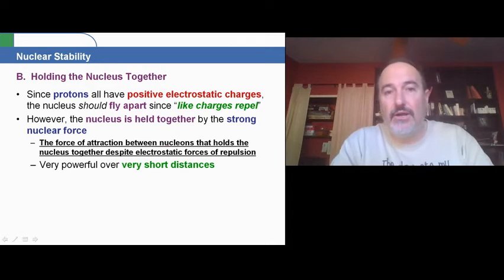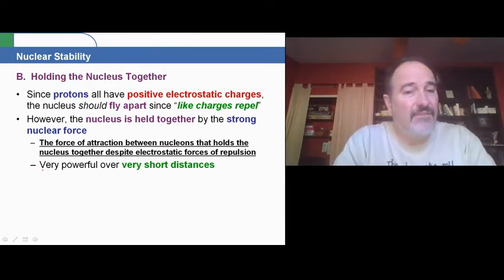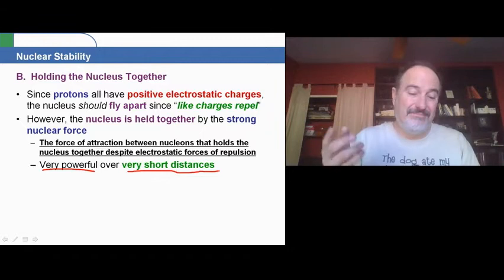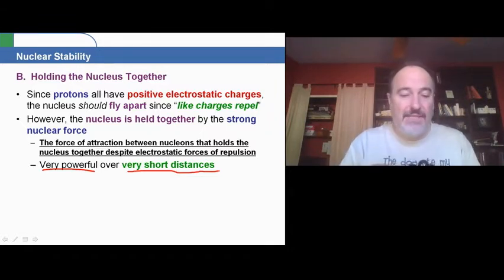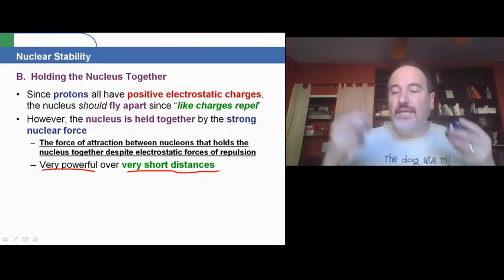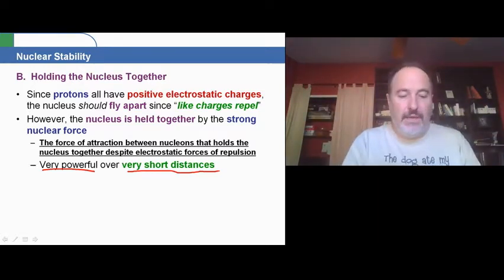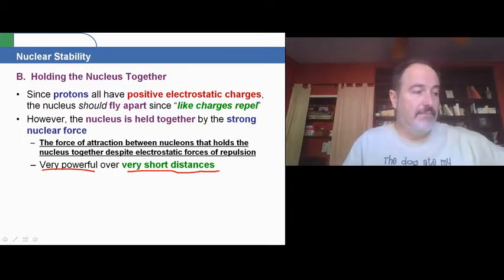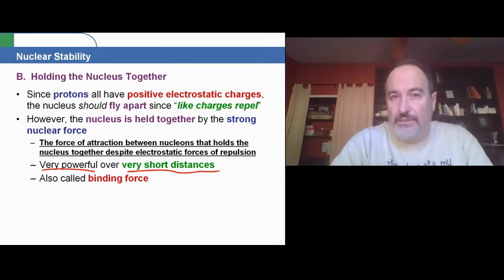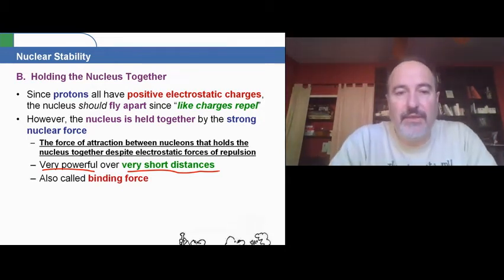Now, key things are two things. One, it is very powerful, but only over very short distances. How short? Well, basically about as short as an individual atom would be. Okay. But the larger the atom, the greater the distance between one proton and another, the weaker that force is going to be. Okay? So it's also known as the binding force because it holds the nucleus together.